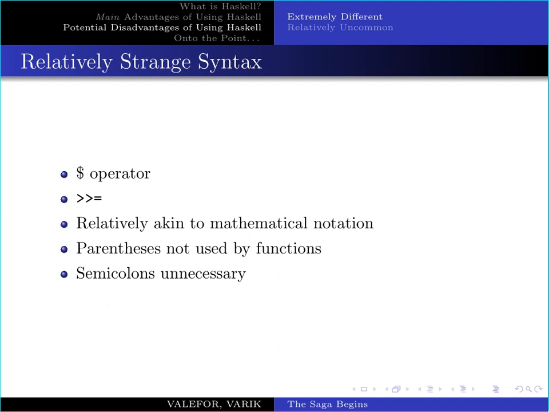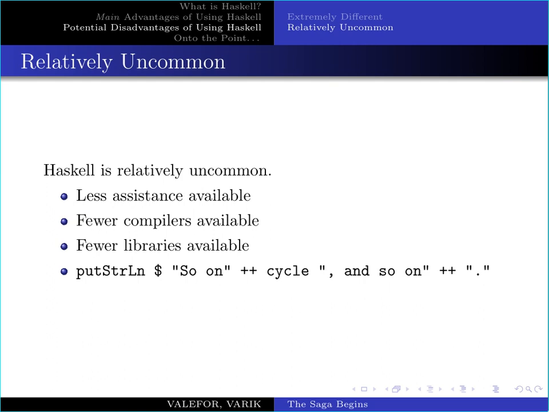Also, Haskell is relatively akin to mathematical notation, where a lot of programming languages I've used are not. Even R is very different. Parentheses also need not be used by functions, whereas in a lot of programming languages I've used, the arguments of functions are always contained within parentheses. Semicolons are unnecessary, although I prefer adding semicolons because I think that's easier to read.